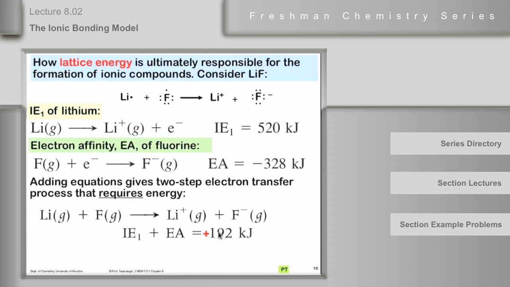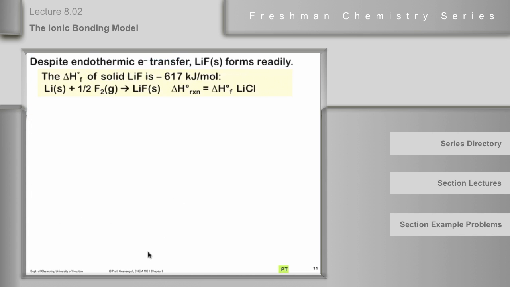Is this energy released? It's not, is it? What would the sign have to be if this were energy released? It would have to be negative. It's not. It's positive. This process takes 192 kilojoules per mole. So that's not where the heat comes from. So we have to think some more.